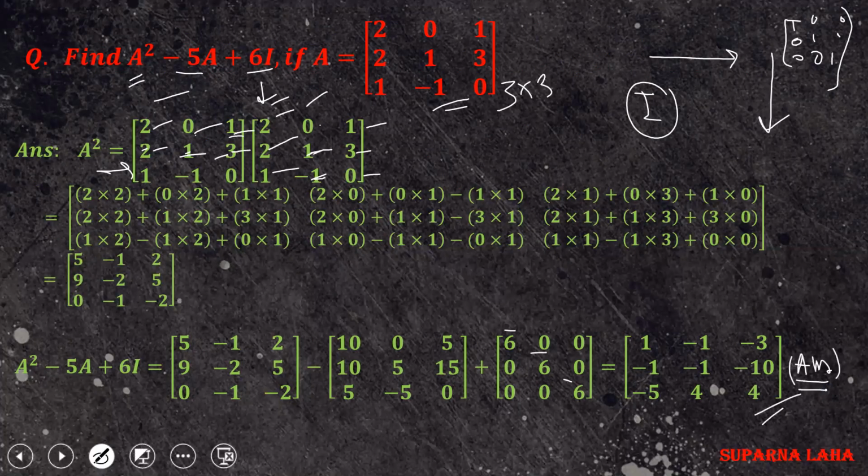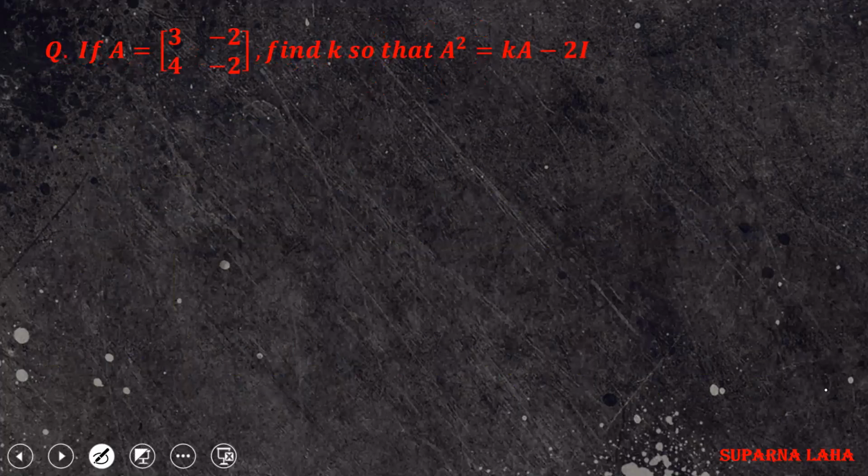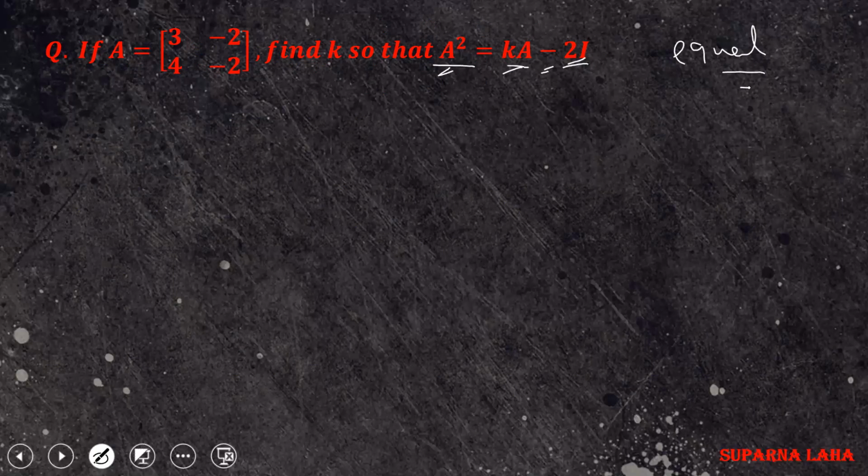So moving to the next problem. If A is given, this is a 2 cross 2 matrix. You need to find the value of K where A square is equal to KA minus 2I. So firstly we need to find A square and then KA and 2I, and then we need to subtract and then check this equality. That means the corresponding elements are equal or not. And if they are equal, then from there we can easily find the value of K.